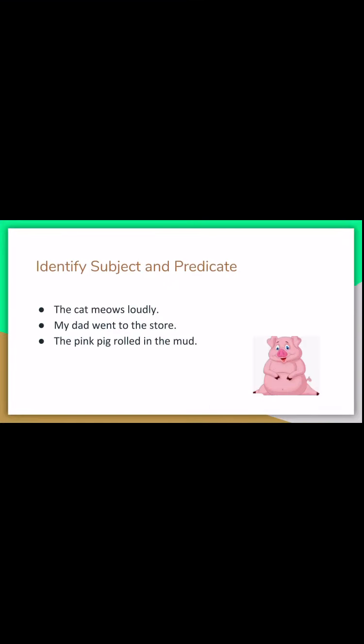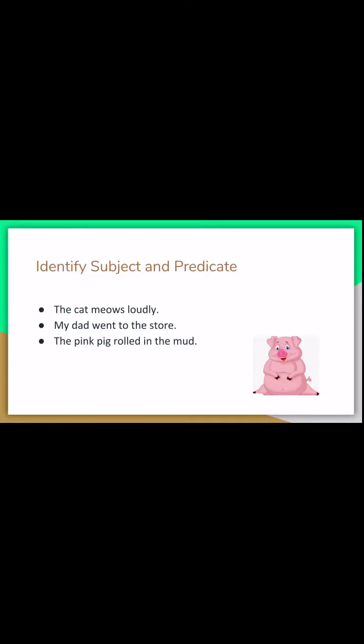Okay, moving on. Identifying subject and predicate. The cat meows loudly. What is the subject of that sentence? If you said the cat, you are correct. Remember, a subject tells who the sentence is about. So this sentence is about the cat. And what is the predicate of this sentence? If you said meows loudly, you're correct. The cat meows loudly. A predicate is telling what the subject is doing.